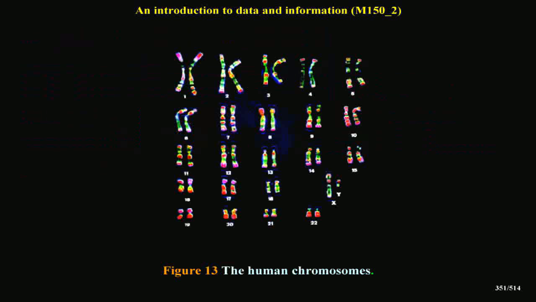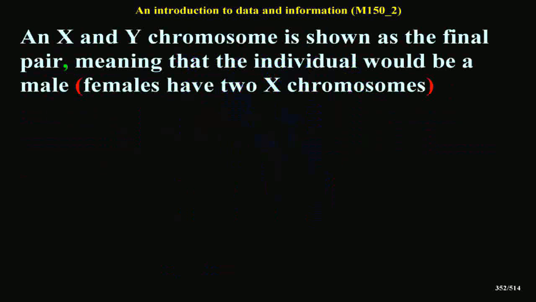Figure 13. The human chromosomes. An X and Y chromosome is shown as the final pair, meaning that the individual would be a male. Females have 2 X chromosomes.